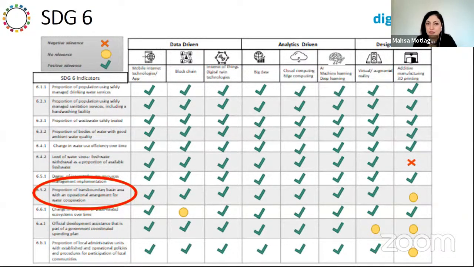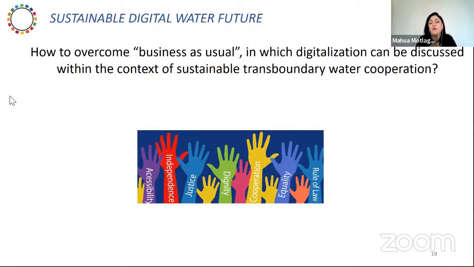But on the other hand, what are the challenges? How do we overcome business as usual with digitalization, without adding a new challenge or a new complexity to transboundary cooperation? We know how hard it is; cooperation on transboundary resources, surface or underground, is very slow, evolves over time, and has lots of different complexities along with it. So how can we make sure these technological advancements are not bringing another challenge to that topic and become an opportunity instead? Well, it is really hard to think about it.